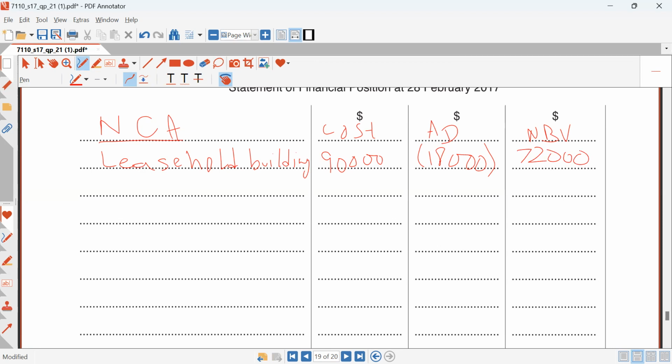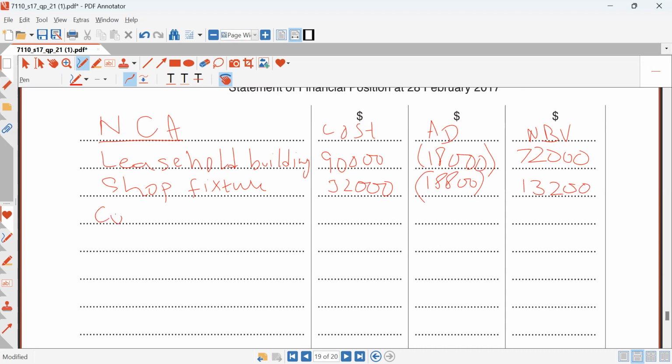The same thing we will do for shop fixtures. I know the cost of shop fixtures is 32,000. Accumulated depreciation is going to be simple: the current year depreciation plus provision for depreciation. So I'm getting 18,800. Cost minus accumulated depreciation, you'll get the net book value 13,200. This is the remaining value. This is the residual value.